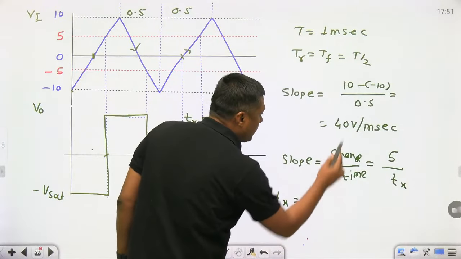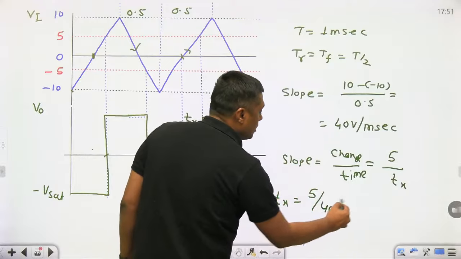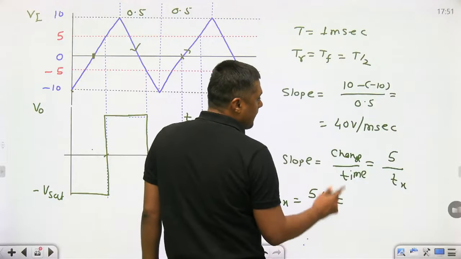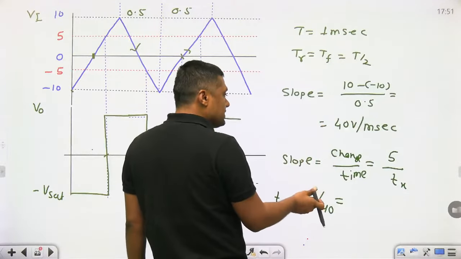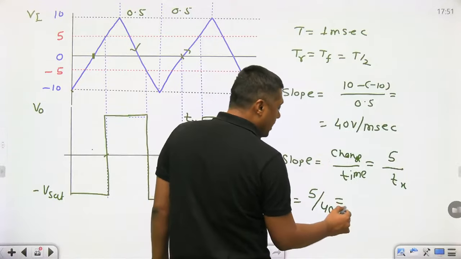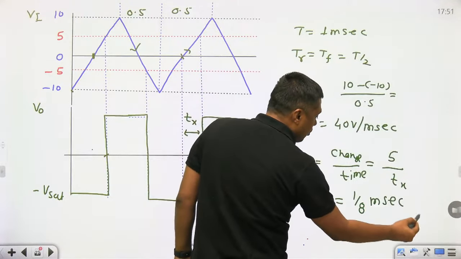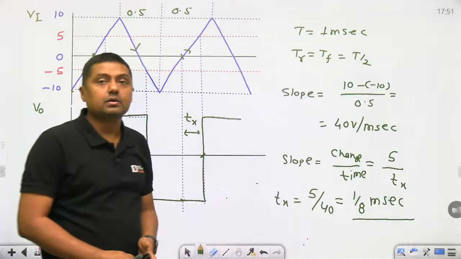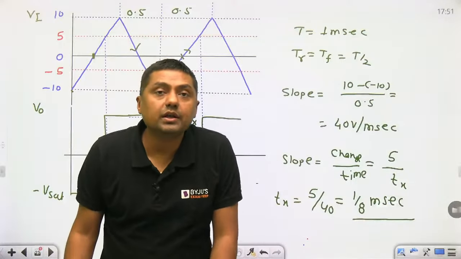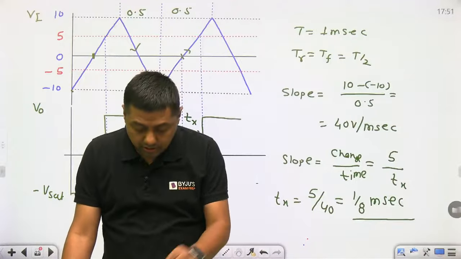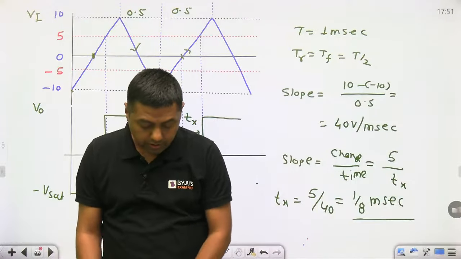So Tx is 5 by the slope. And what is the slope? 40. So it will become, volt cancels, 1 by 8 millisecond. 1 by 8 millisecond. Check. What is 1 by 8 millisecond? 125 microsecond, Surjit. Yes. We are getting the answer.